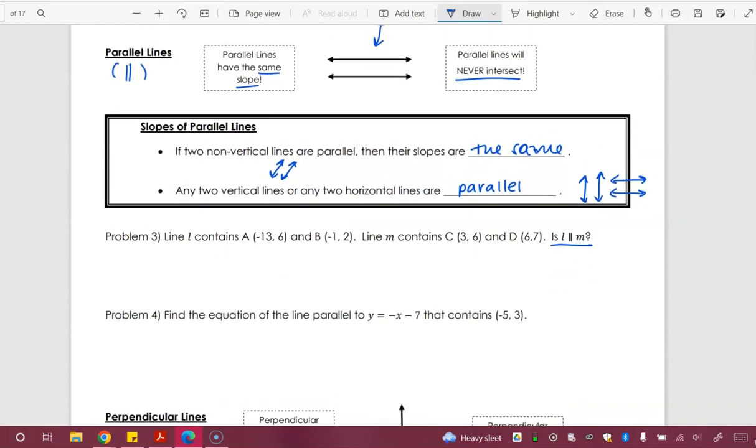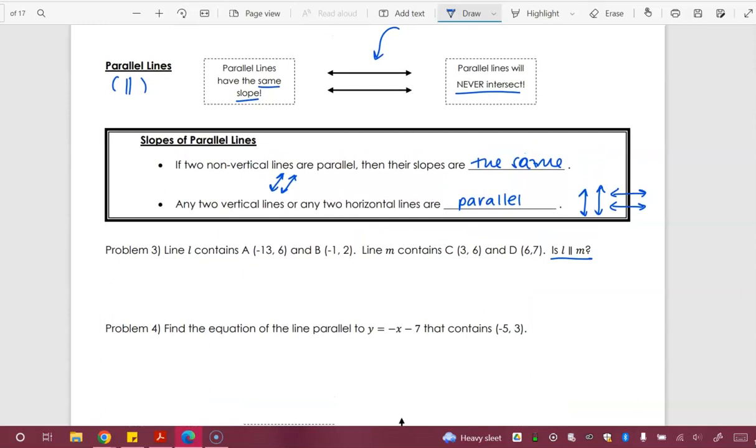What we want to practice is figuring out: are two lines parallel? It says line L contains these 2 points, and line M contains these 2 points. Are lines L and M parallel? What we need to do to test if lines are parallel is determine the slopes. So we're going to use that equation we refreshed our memories on in the last video and find the slope of each line.